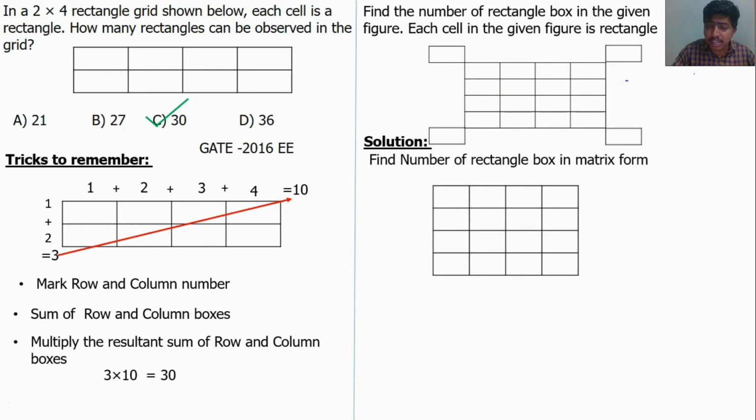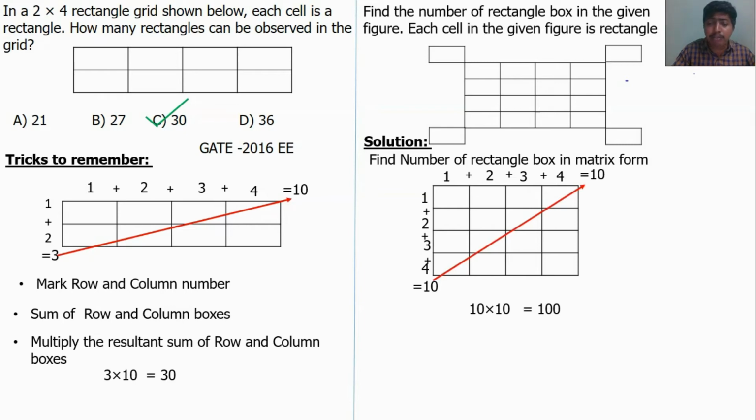Based on the tricks, first mark the number of row and column numbers. 1, 2, 3, 4 column numbers, 1, 2, 3, 4 row numbers. Then product of sum. First find the summation of row and column values. 1 plus 2 plus 3 plus 4 is equal to 10. Similarly, on the row side, 1 plus 2 plus 3 plus 4 is equal to 10. Find the product of the resultant value. 10 into 10, 100 number of rectangle box available in the matrix form.